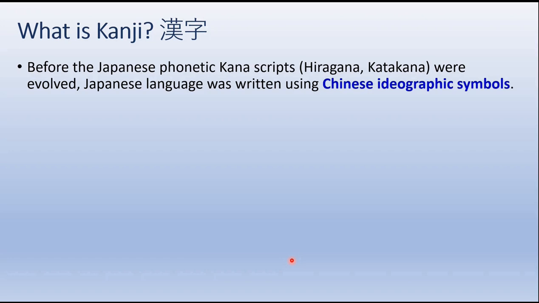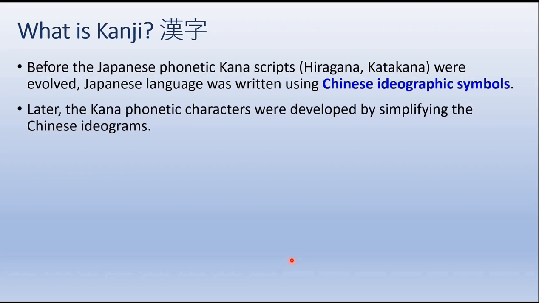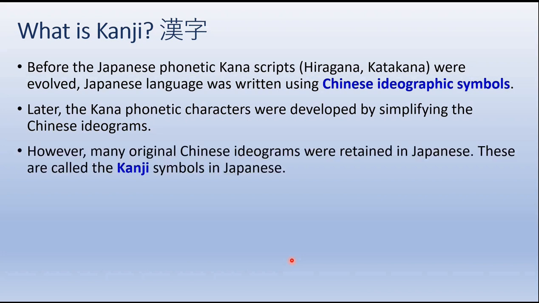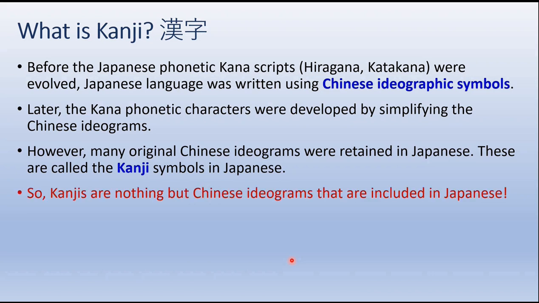What is kanji? Although we have discussed this in lesson 3, let's have a quick recap of what we know about kanji. Before the Japanese phonetic kana scripts, hiragana and katakana were evolved, Japanese language was written using the Chinese ideographic symbols. Later, the kana phonetic characters were developed by simplifying the Chinese ideograms. However, many original Chinese ideograms were retained in Japanese, and these are called the kanji symbols in the Japanese script. So, kanjis are nothing but Chinese ideograms that are included in Japanese writing.